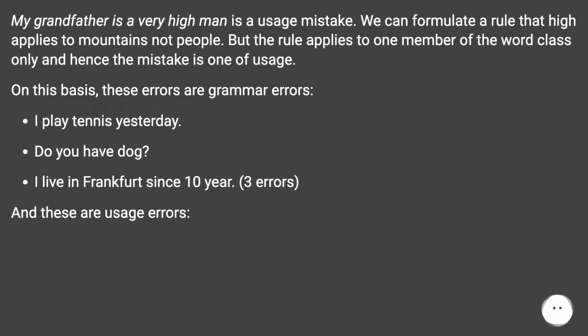"My grandfather is a very high man" is a usage mistake. We can formulate a rule that high applies to mountains, not people. But the rule applies to one member of the word class only, and hence the mistake is one of usage.